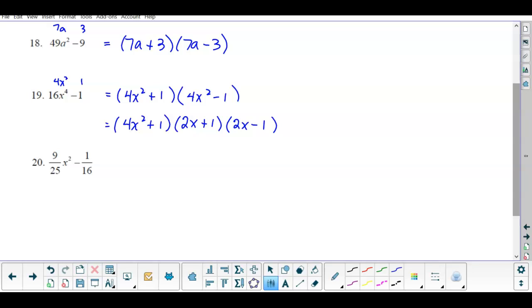Okay, 20 has fractions. So maybe you want to factor out fractions, but looking at it right now, I actually see a lot of perfect squares. So I'm going to factor it by difference of squares to start and then see what I can simplify. Because this is a perfect square. The root is 3/5 x. And this is a perfect square. The root is 1/4. So one has a plus, one has a minus.